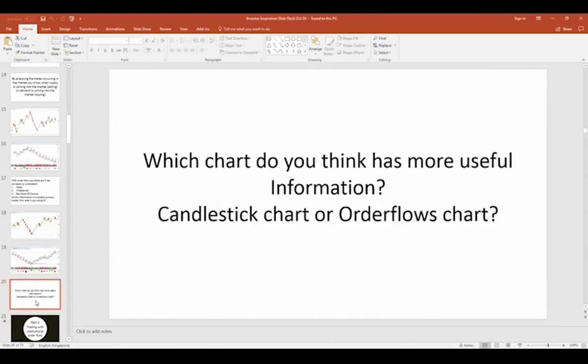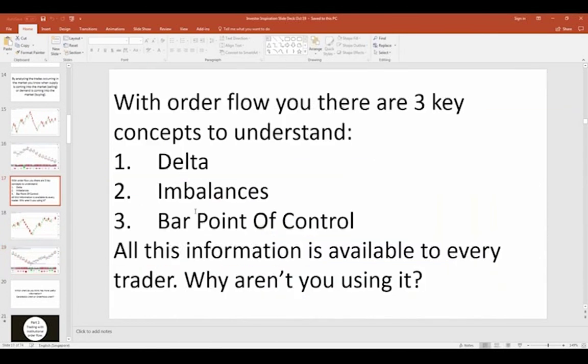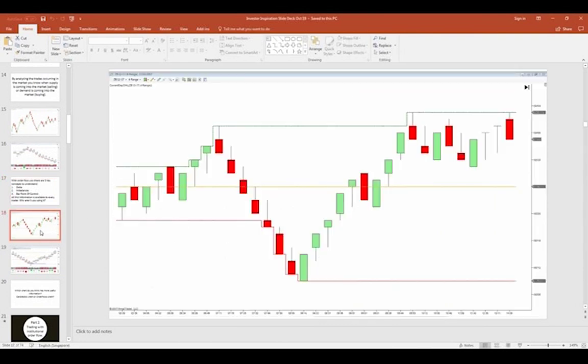So which chart do you think has more useful information? The candlestick chart like this, or an order flow chart? I hope you'll say order flow chart. There's just so much information on here that you don't even have to look at all of it to use it. I said if you just focus on these three things, delta, imbalances, bar point of control, that'll put you ahead of everybody that's just looking at plain bar charts or candlestick charts, right?